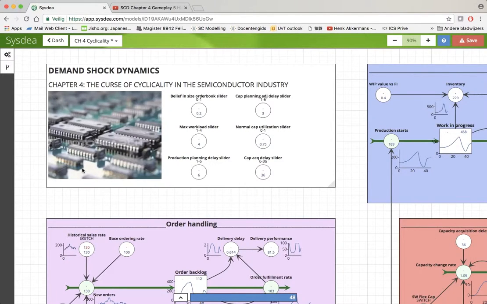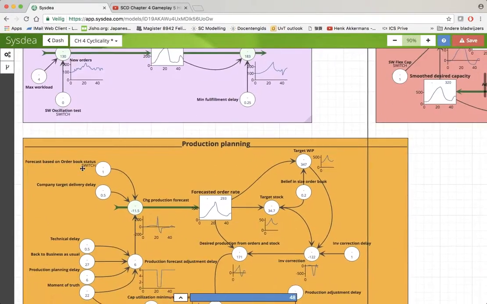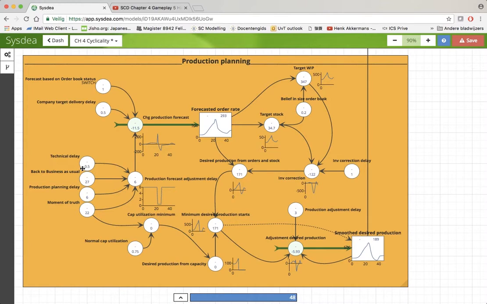This is Supply Chain Dynamics Chapter 4, Sysdea gameplay for production planning. Production planning is the most complicated sector in this model, and it is somewhat complicated. Let me walk you through it. Let's start at the end and then work back to the beginning. The end is this here.